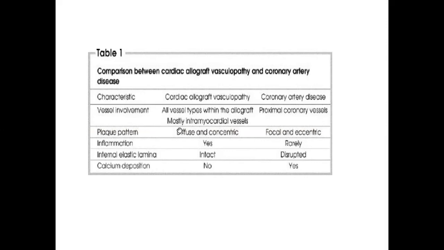The plaque pattern is generally diffuse and concentric, whereas in coronary artery disease it is generally focal and eccentric. Inflammation is definitely present here and is rarely seen in coronary artery disease. The internal elastic lamina is generally intact here, whereas in coronary artery disease it is disrupted. And calcium deposition is seen in coronary artery disease because it develops as a slow process and there is calcium deposition as well. So this is the difference between cardiac allograft vasculopathy and coronary artery disease.